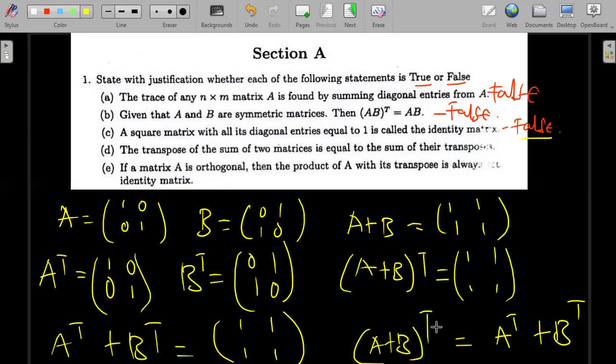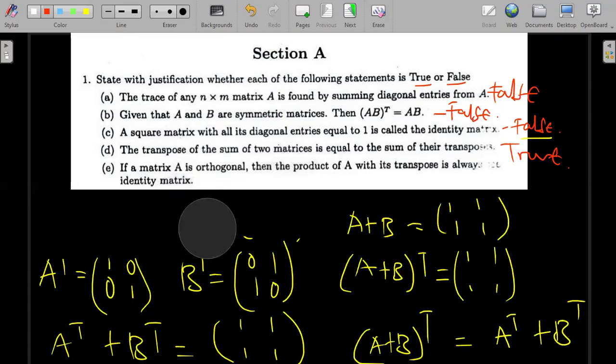So the transpose, you can distribute it to A and B only if you are adding. But remember, we said when you are multiplying, you have to reverse the order: the last letter becomes the first one, and the first one becomes the last one. So always remember that. We're going to say this one on D is actually true.